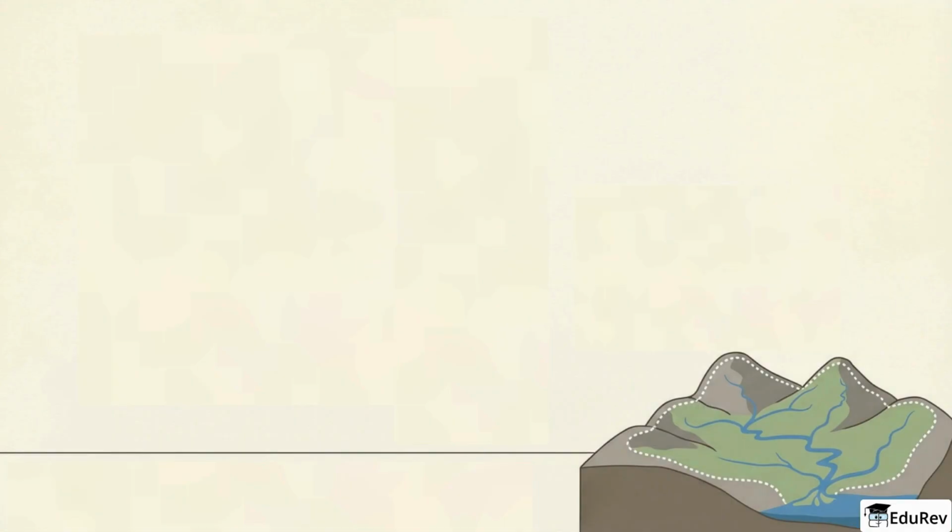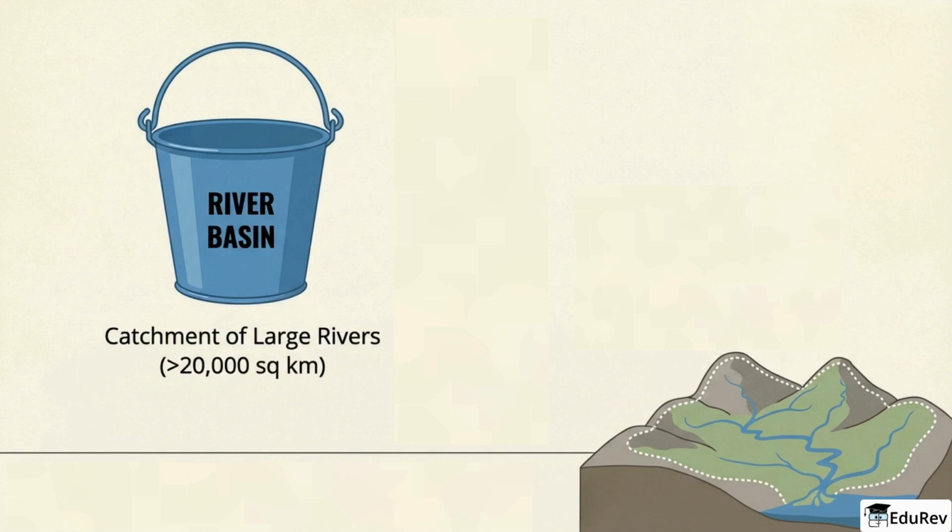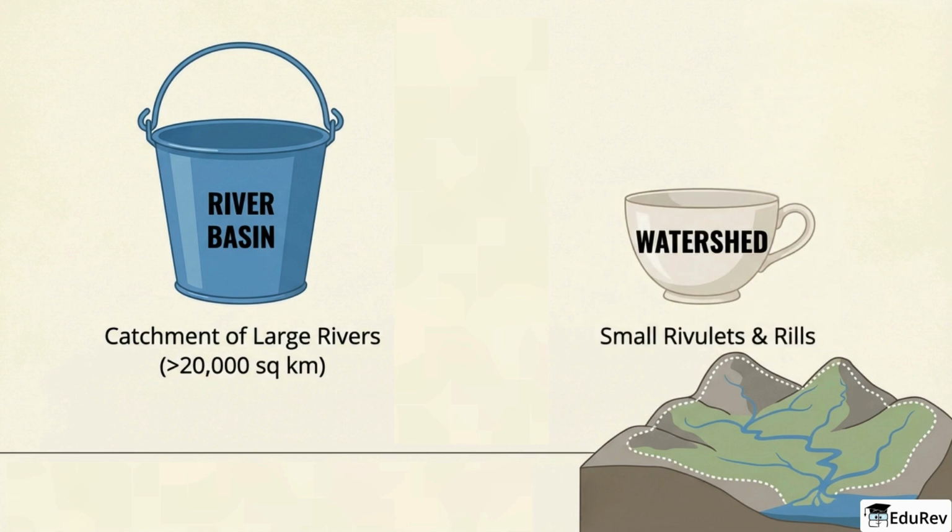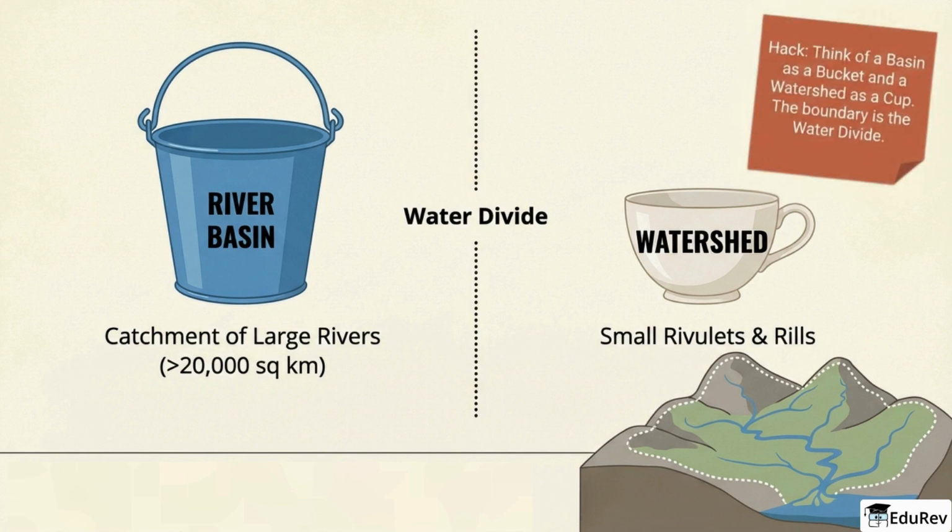Before touching any river, lock the terms. A river basin is the catchment of large rivers, generally more than 20,000 square kilometers. A watershed is smaller. It deals with small rivulets and rills. And the line that separates one drainage area from another is the water divide. Use one visual and you won't forget it. A basin is the bucket. A watershed is the cup. And the boundary is the water divide.